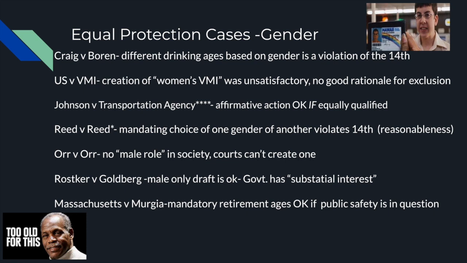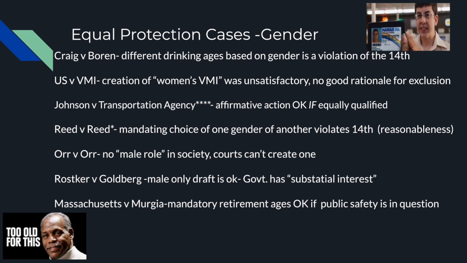Next up, VMI. VMI, for those of you who don't know, is the Virginia Military Institute. It has been around forever. It's basically like a private version of West Point. So it's a military academy that is also a college. Women in the 80s started applying to VMI, saying, hey, we want to go in, get this education, then go into the military after this.